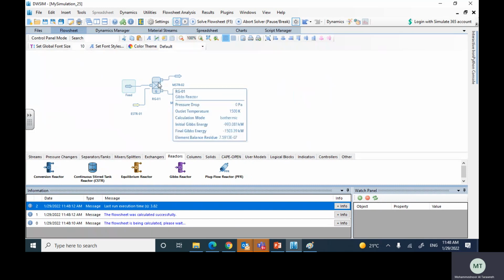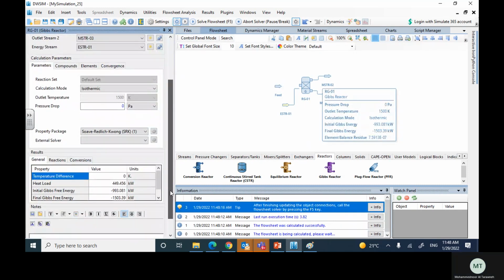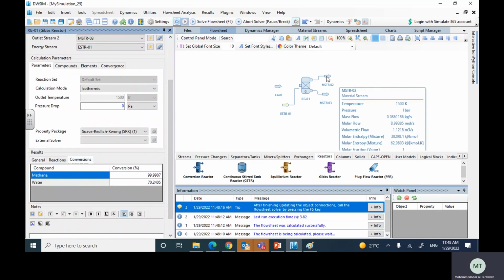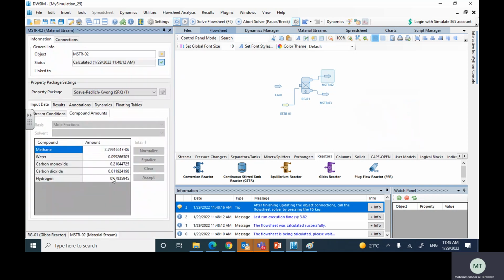Now let's click on the reactors again, and the conversion should be higher. So click on material stream and let's check the compound amount. So the mole fraction for carbon dioxide increases slightly, and hence we can plot the temperature against the equilibrium mole fraction.